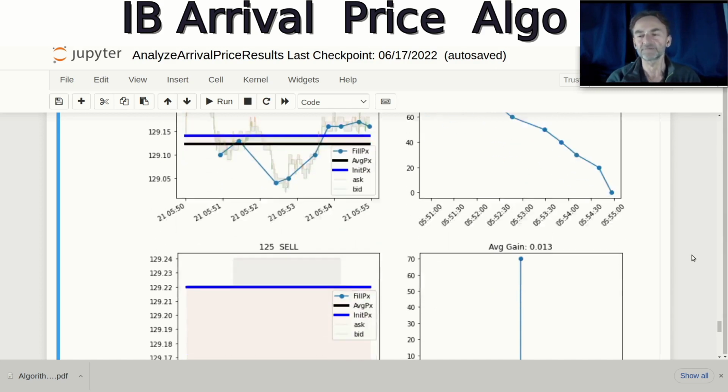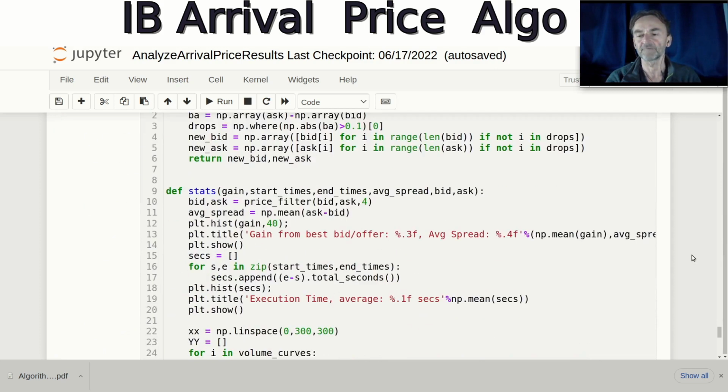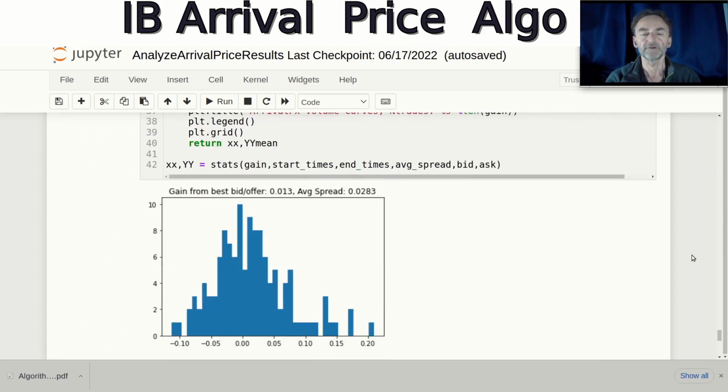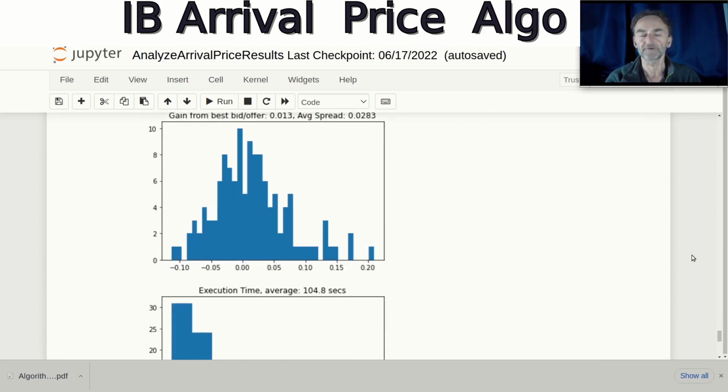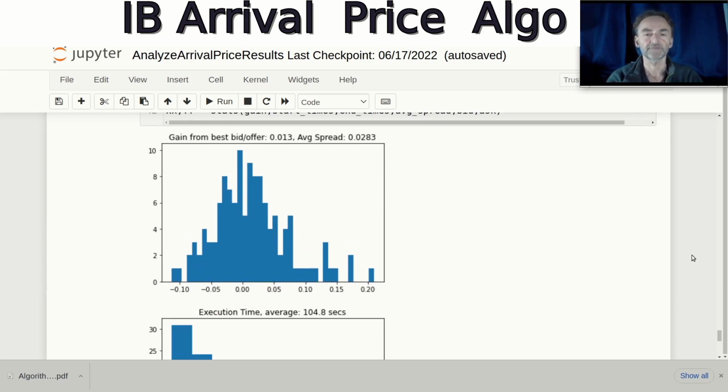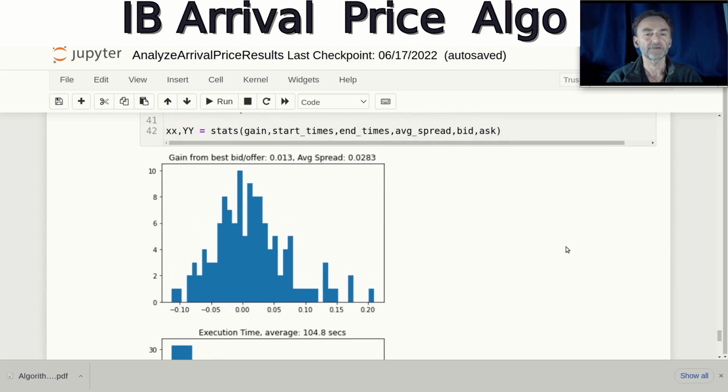Now, how does this perform? How does IBM perform in this? So here I've done some statistics on these 125 trades, and you can see this is the distribution of how well we ended up with regards to the market price. And you can see there's a significant amount of trades where we lose a little bit with respect to the market price, but there's also quite a few where we gain.